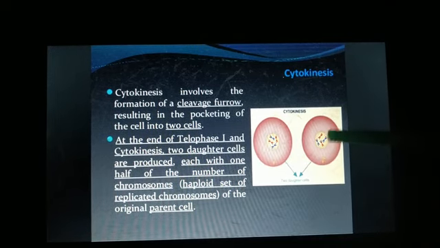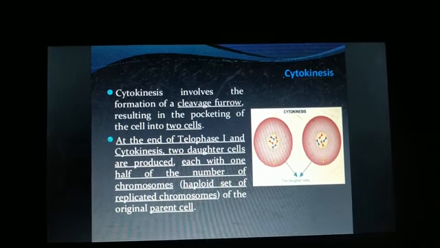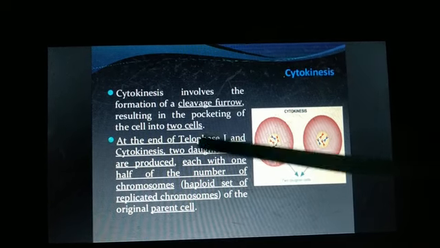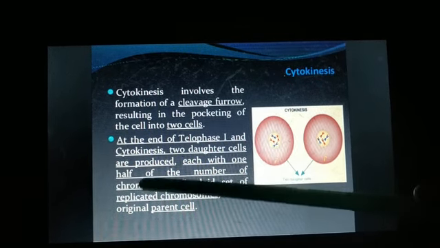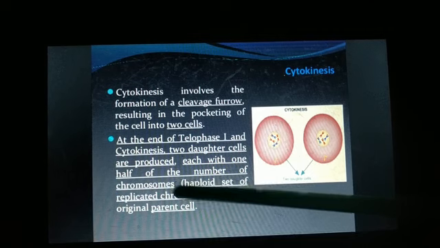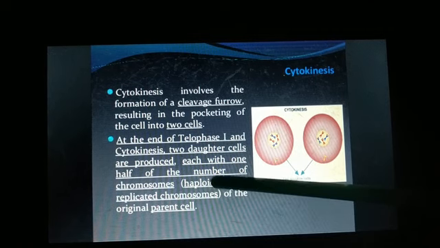We will get two daughter cells, and each daughter cell will have half the number of chromosomes. So they are haploid. The daughter cell will be haploid.